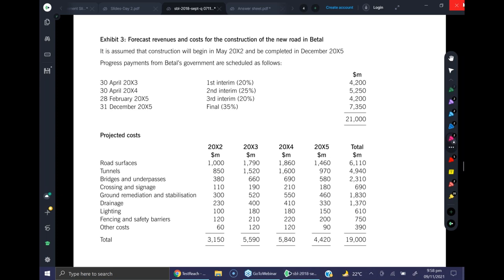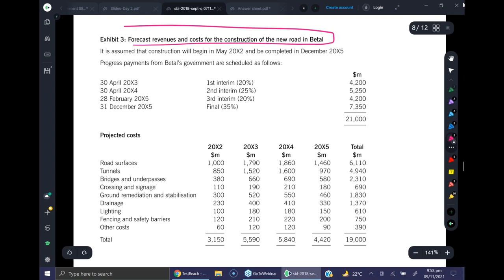Okay, next is exhibit 3. It's the forecast revenues and costs for construction of a new road in Beetle. So we have the revenues and costs. It is assumed that construction will begin in May and be completed in December. Progress payments are given here. So there will be 4 payments, and total payments will be $21,000 million. These figures are rounded off to millions.